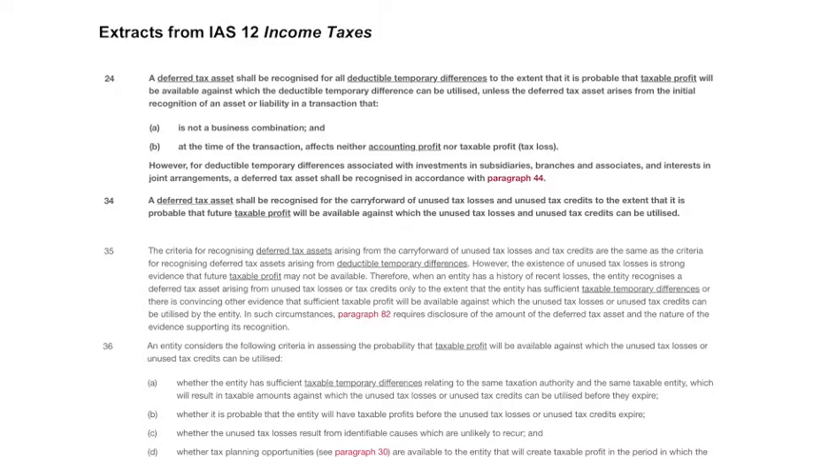Now, in paragraph 35, it says that the criteria for recognizing deferred tax from these carry forward unused tax losses are the same criteria for recognizing deferred tax assets from deductible temporary differences. So remember, if your deductible temporary differences are greater than your taxable temporary differences, again, you can recognize a deferred tax asset, and really these criteria are exactly the same. However, it says here, the existence of unused tax losses is strong evidence that future tax profit may not be available. So think about what that is saying, right?